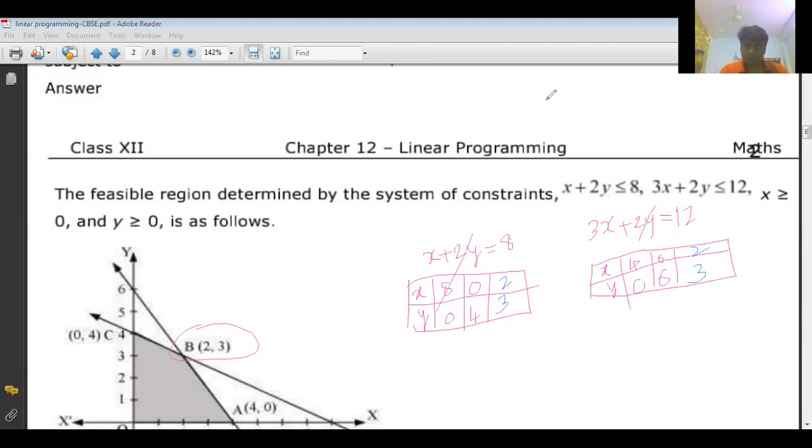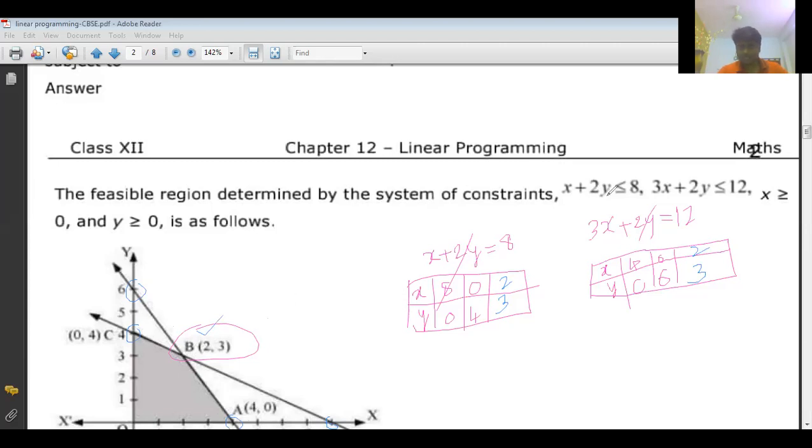Let us plot all these points. First, 8 comma 0 here, and 0 comma 4 here. And the point of intersection 2 comma 3 also we will take. Now let us draw the first line. After that, the second line: 4 comma 0 we will take, this is the point 4 comma 0, and 0 comma 6. 2 comma 3 is already there. Let us join. That also passes through the point of intersection.